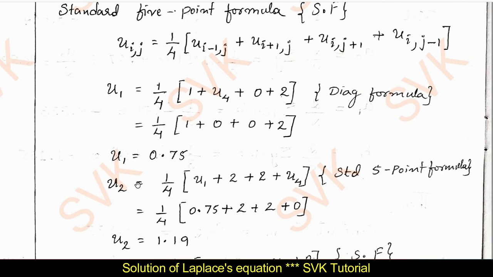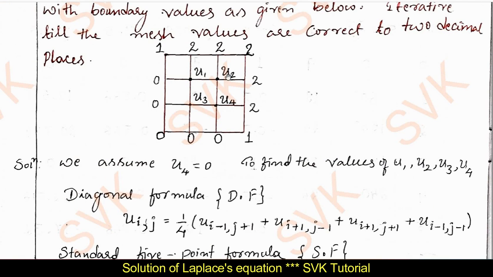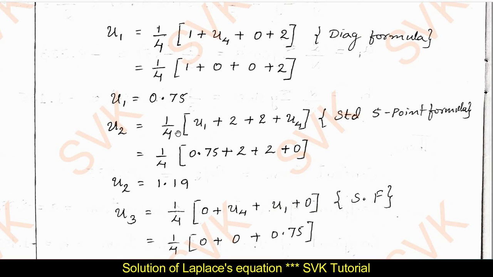Similarly, find u2, u3, u4 by using the standard 5-point formula. u2 is given by, look at the square mesh. As I told you, go with the standard 5-point formula: just add the adjacent sides and the upper and downward values and divide by 4. So u2 equals 1 by 4 times (u1 plus 2 plus 2 plus u4). You have just found u1 and you know u4. Substituting, u1 is 0.75 and u4 is the assumed value 0. Adding these values and dividing by 4, I get 1.19.